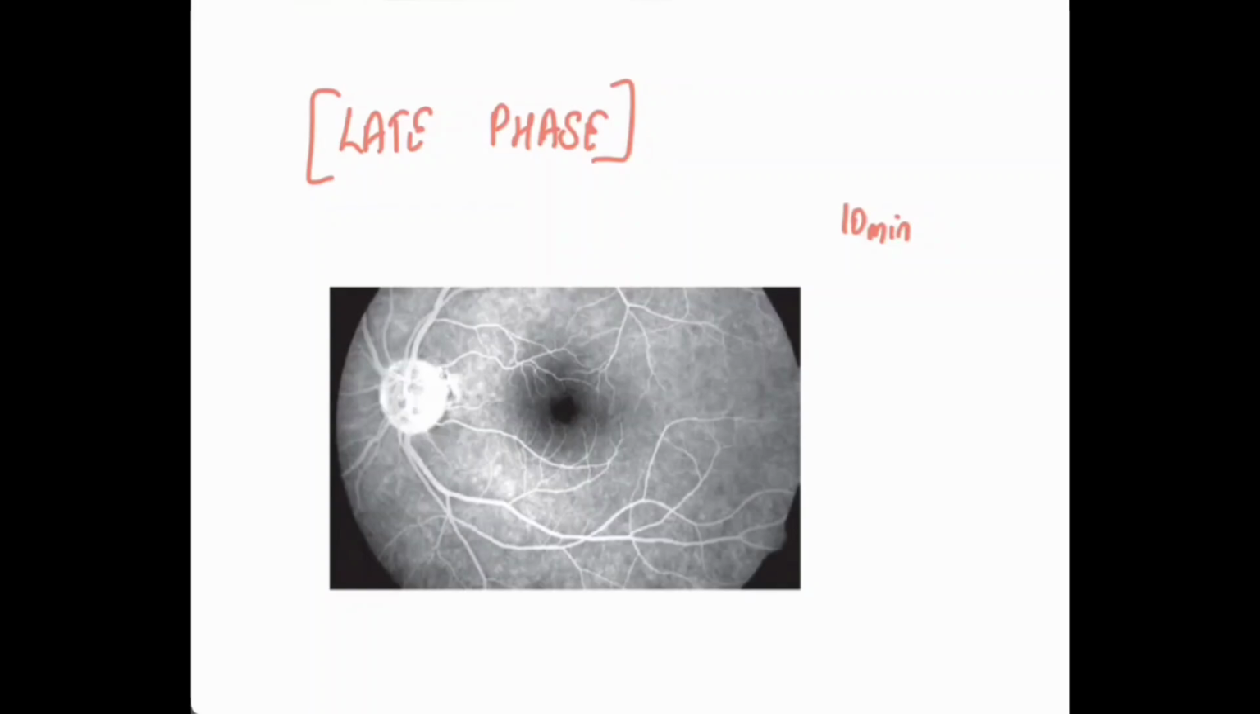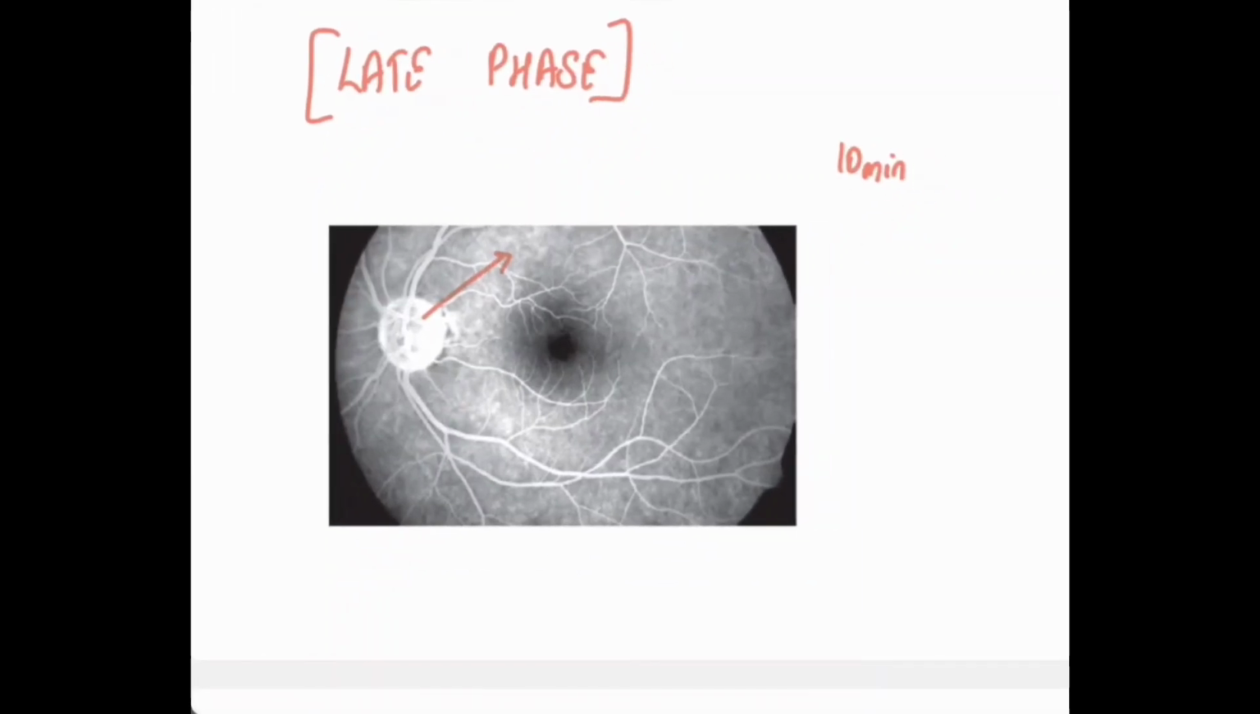Disc remains hyperfluorescent in late films due to staining. Late phase of the angiogram shows marked reduction in the intensity of the fluorescence throughout the fundus.